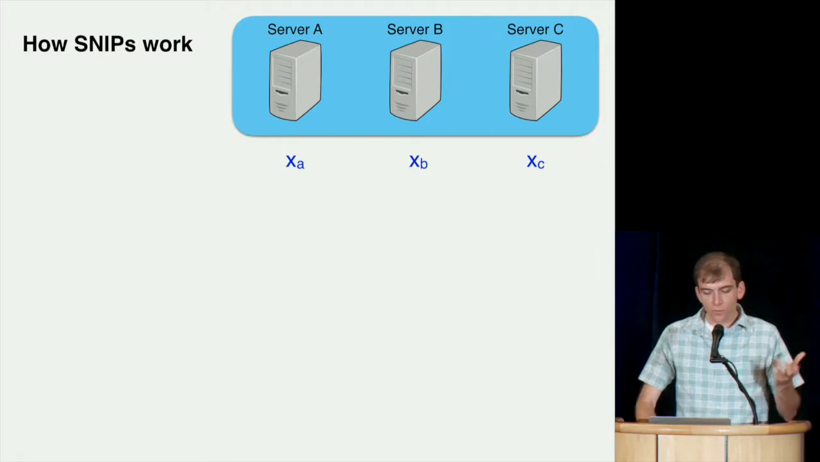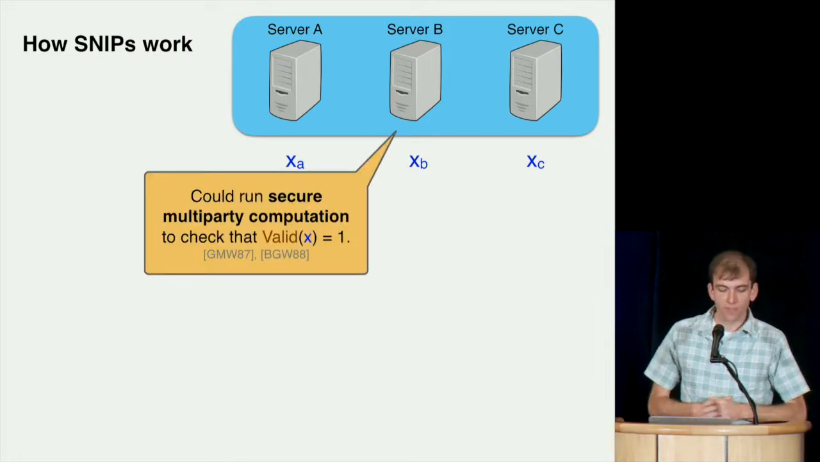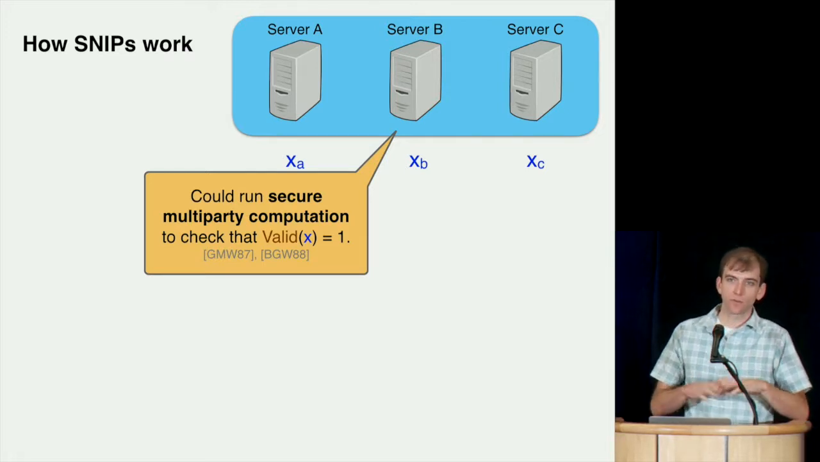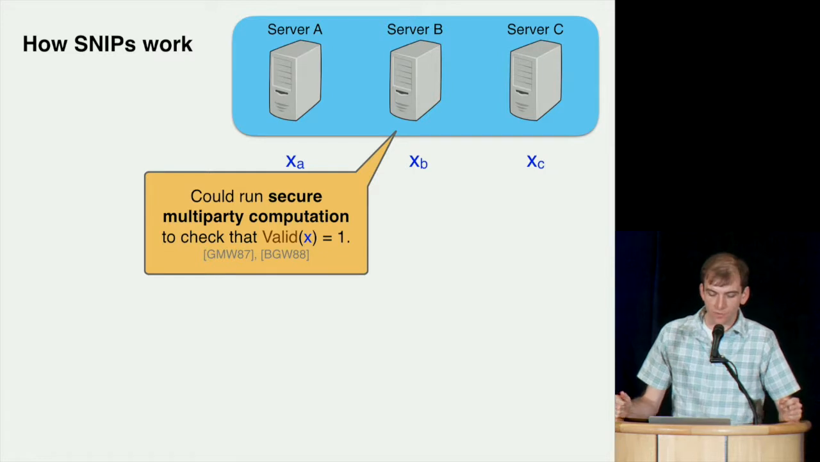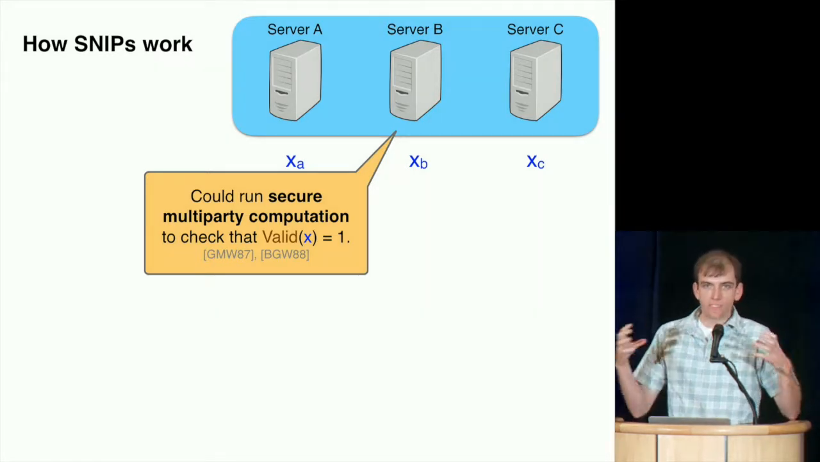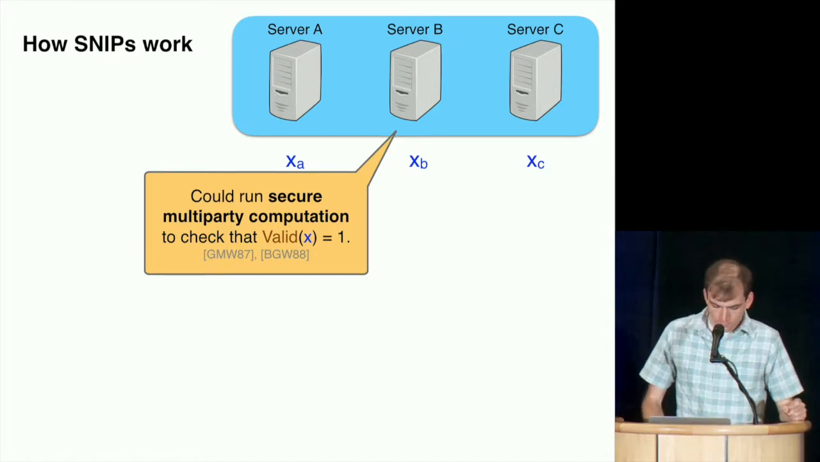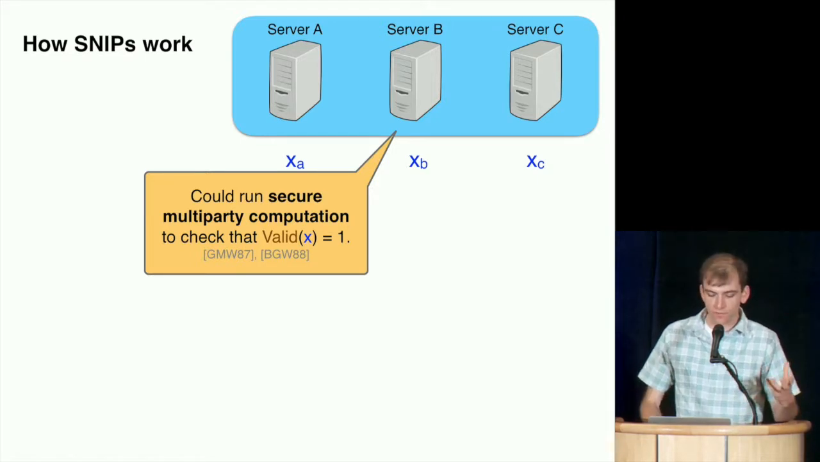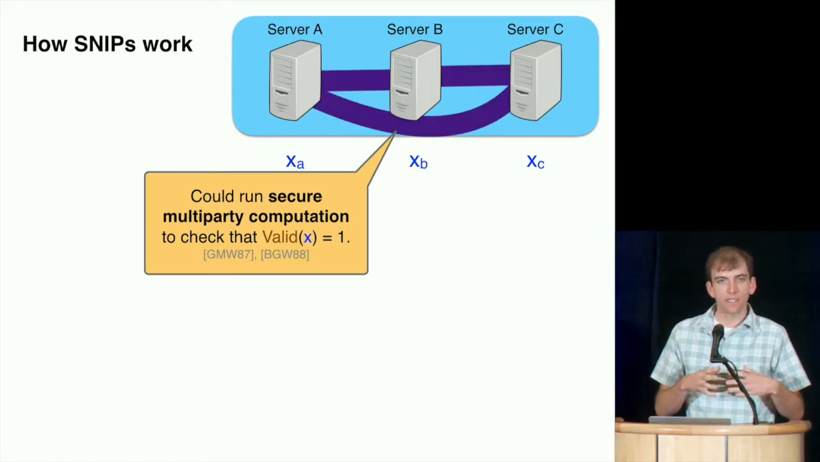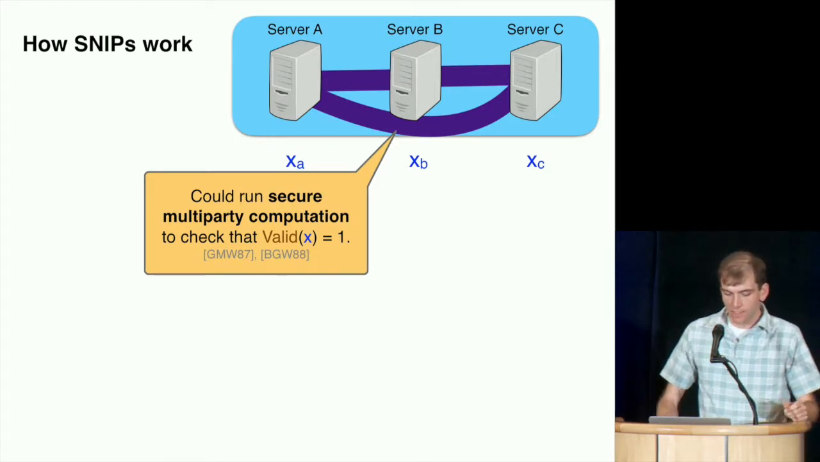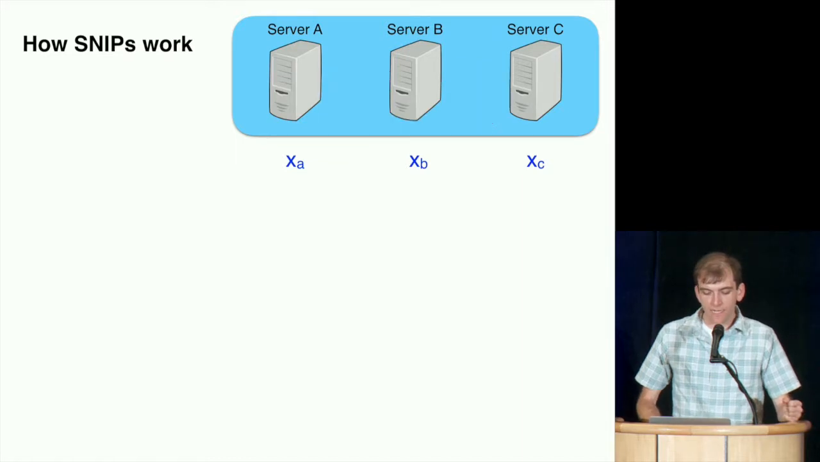The first tool in the cryptographer's toolbox you might go to is something called secure multi-party computation. This is a general purpose, very powerful cryptographic tool that allows mutually distrusting parties to compute any function on private inputs without leaking anything else except the value of the function. So secure multi-party computation would solve this problem, but it comes at a very high cost both in terms of computation and communication between the servers. So our first observation is we don't actually need the full power of secure multi-party computation.